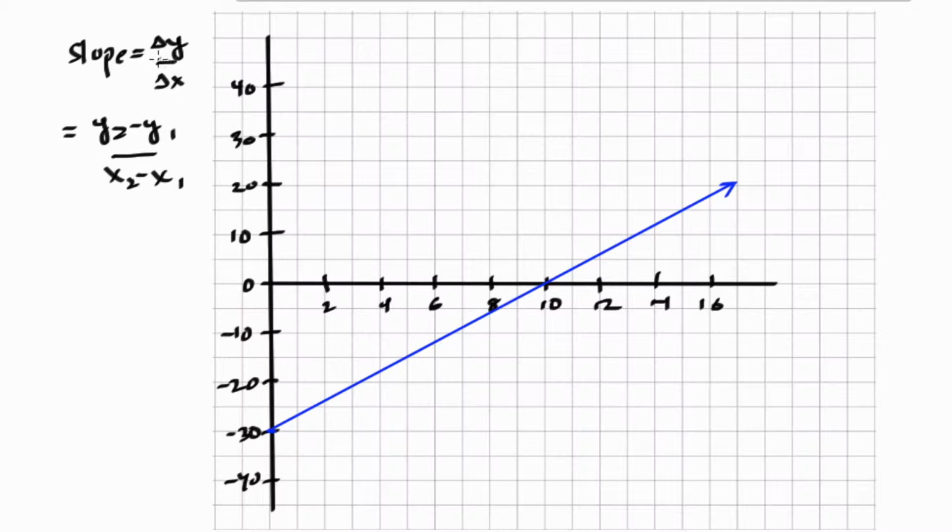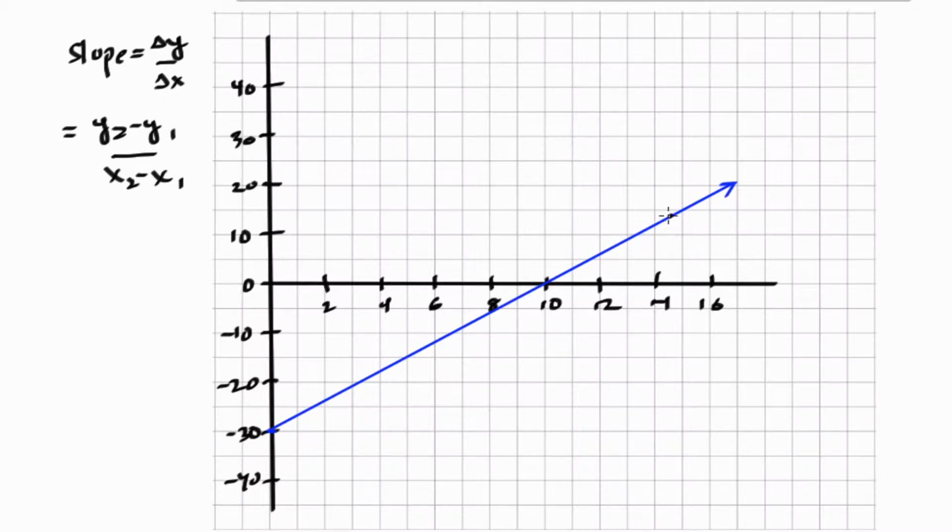Anytime we do a change in anything, we do final minus initial. So we do a second point minus a first point. All we need to know to determine slope are 2 points on a line, any 2 points on a line. So you can pick any 2 points and you can try to find the slope.